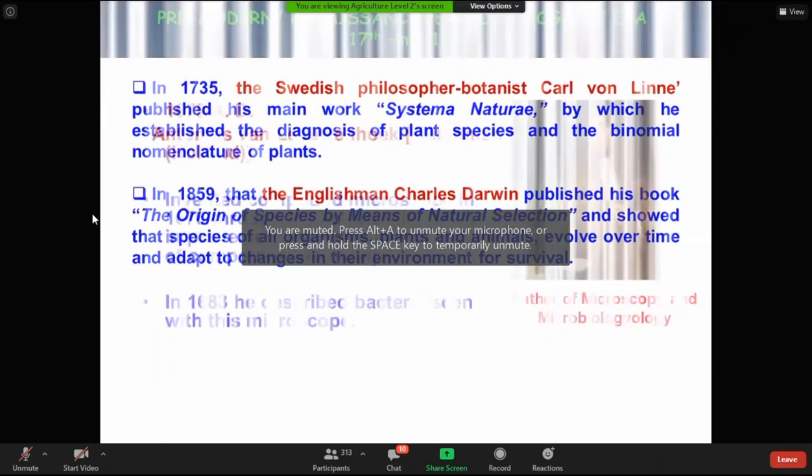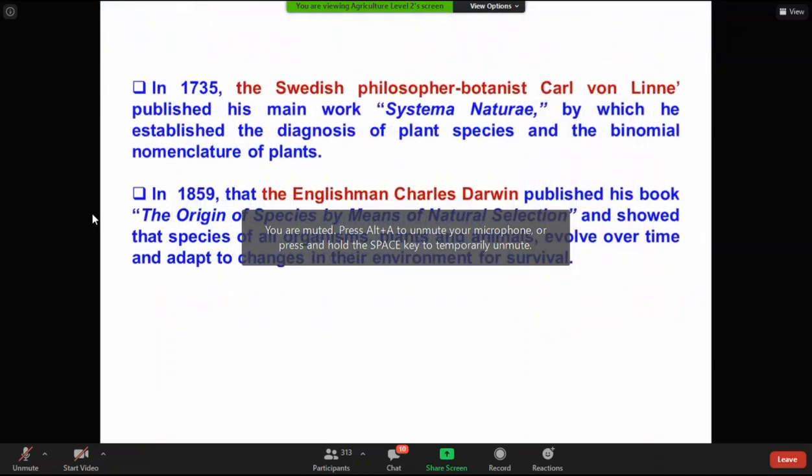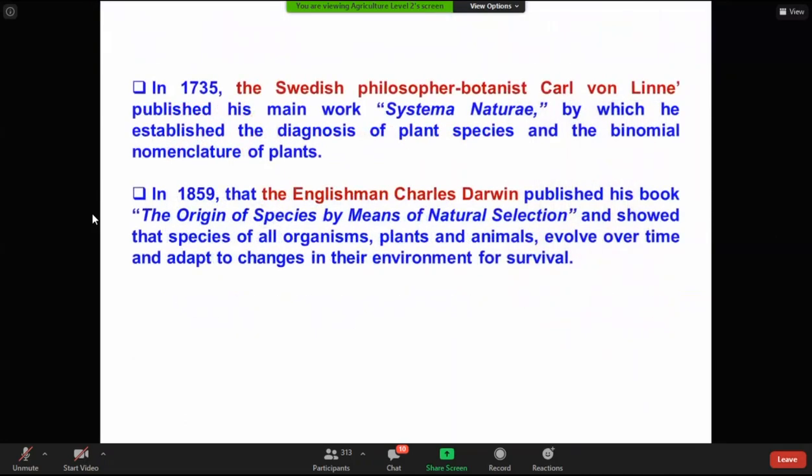you see, how many years later? 5 years. 1683 to 1735. You see, more than 100 years. You see, the Swedish philosopher, botanist, Carl von Linné, published his main work, Systema Naturae, by which he established the diagnosis of plant species and botanical nomenclature of plants. So, diagnosis of plant species and botanical nomenclature.